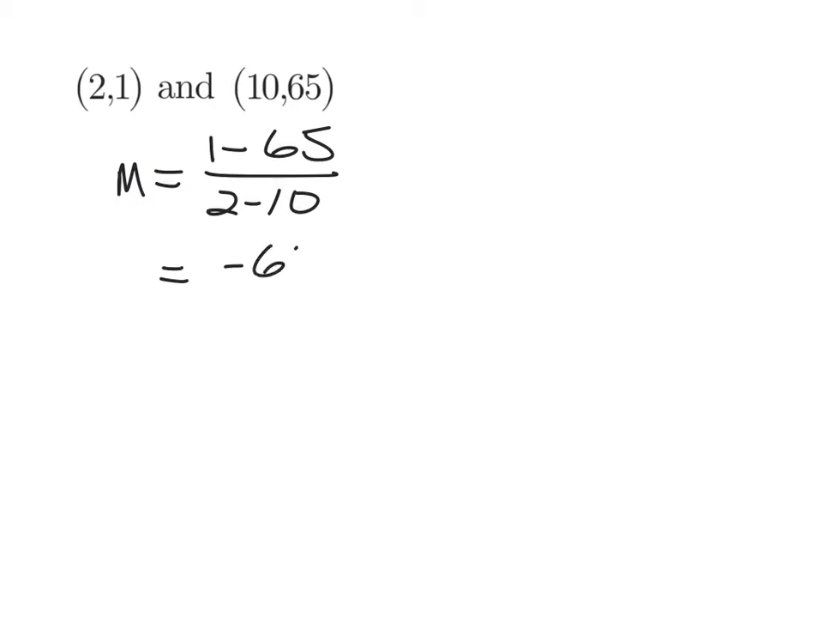So real quick, if we wanted to practice on a couple here, we want to find the slope between these 2 points. We would subtract their y coordinates, 1 minus 65, and then their x coordinates in the denominator, 2 minus 10. That leaves us with negative 64 over negative 8, which is a slope of 8.